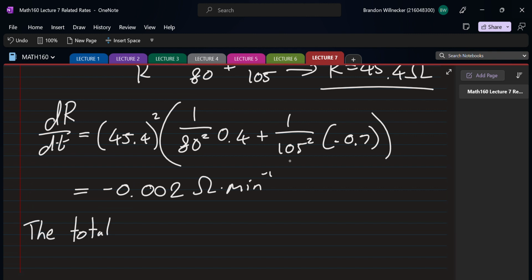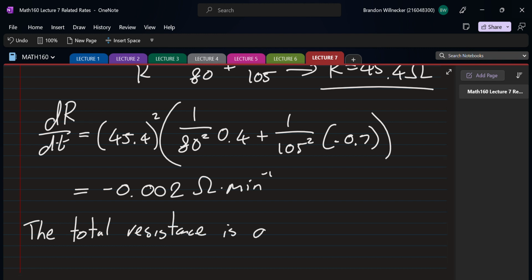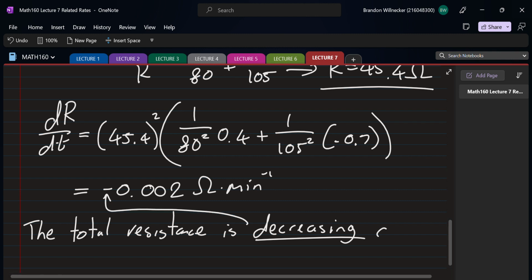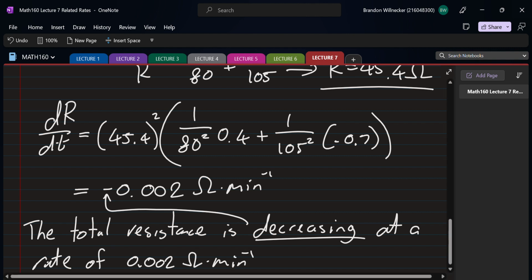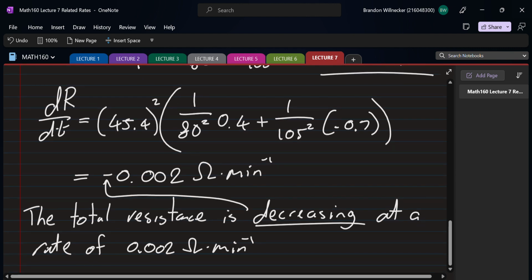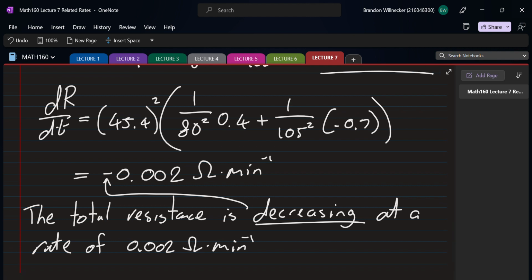So the total resistance is decreasing because of the negative. Okay, that's because of this negative sign at a rate of 0.002 ohms per minute. Okay, so you see that the total resistance is decreasing, again because of that negative sign.